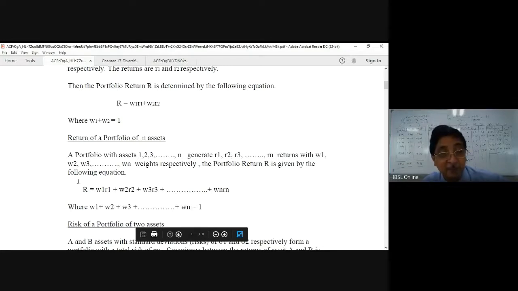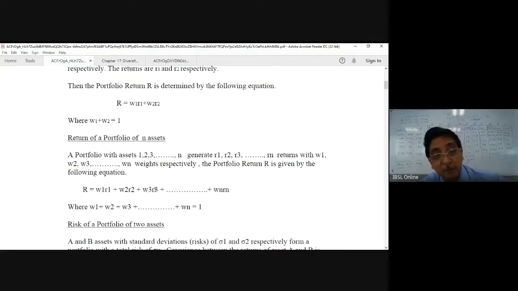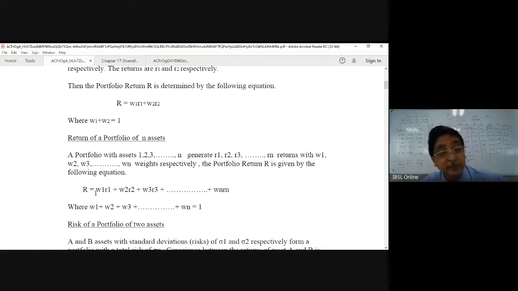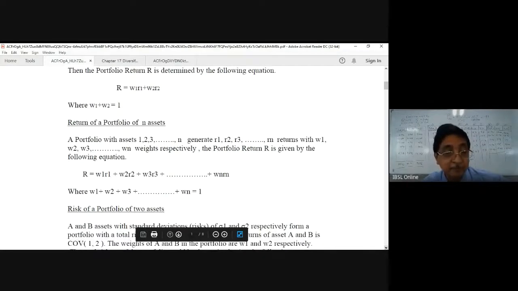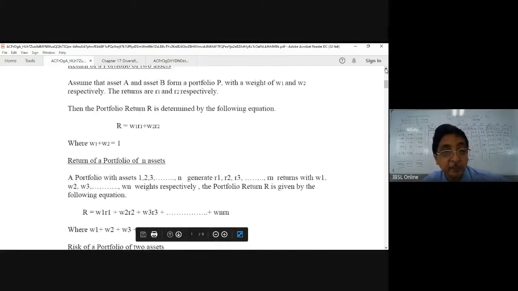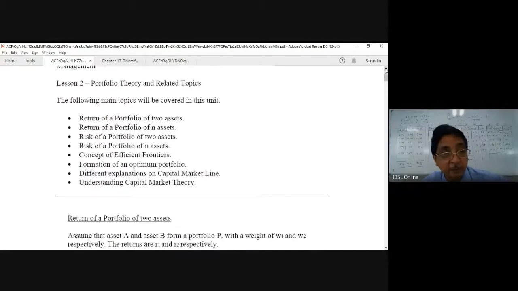The portfolio return is given by W1 R1 plus W2 R2 plus W3 R3 up to Wn Rn. So we will have to multiply the weight with the respective return and get the total of all these assets, and you will get the portfolio return. I think this is simple enough. Then we can have a numerical example. I will give you a numerical example where you can work it out.